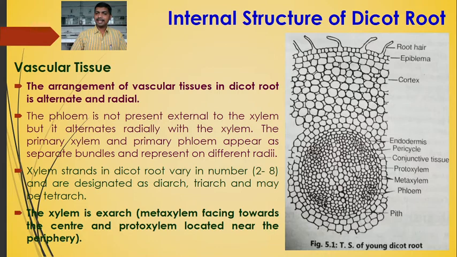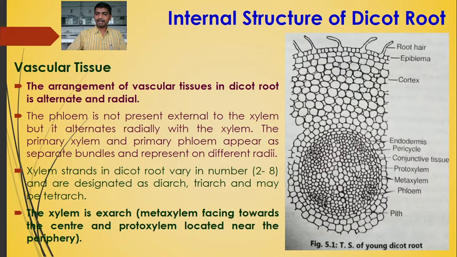Xylem strands in dicot root vary in number. They are from 2 to 8. They are designated as follows: if there are 2 xylem strands, it is called diarch. If there are 3, triarch, and maybe tetrarch.